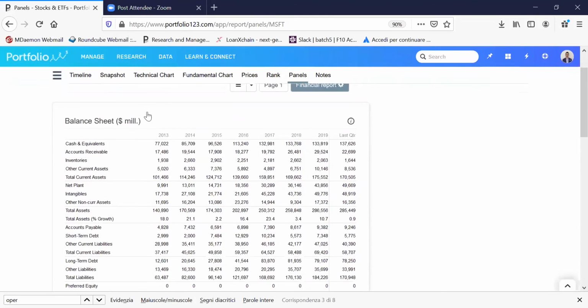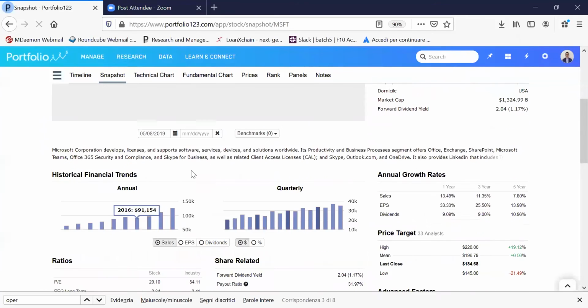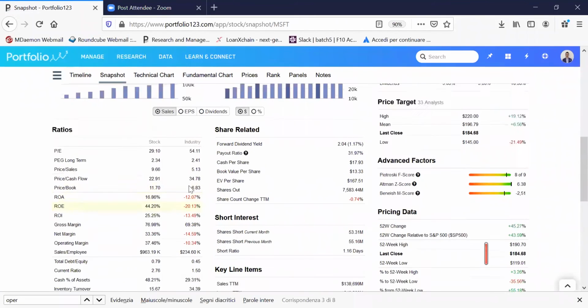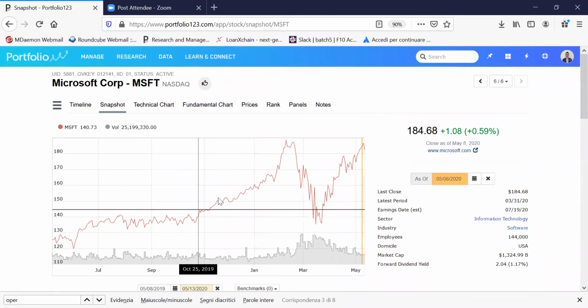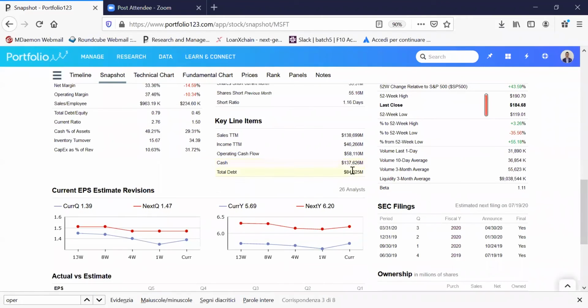So in Microsoft, we can say that in the future, there could be a lot of dividends that could be unlocked by just changing the financial structure of the firm itself without taking too much risk, of course, because there is so much cash in here.